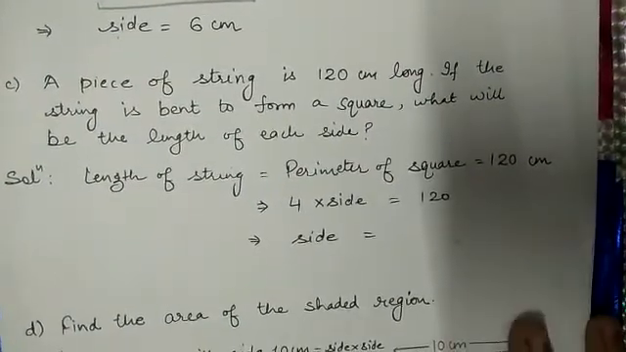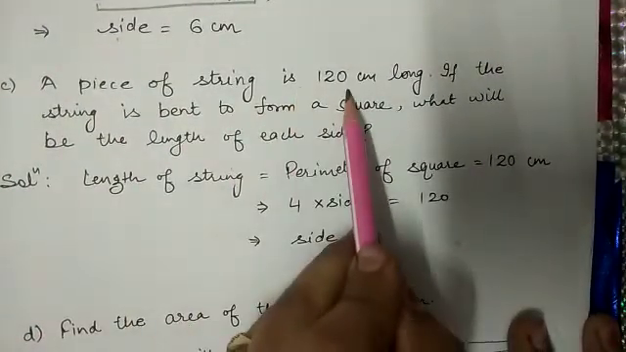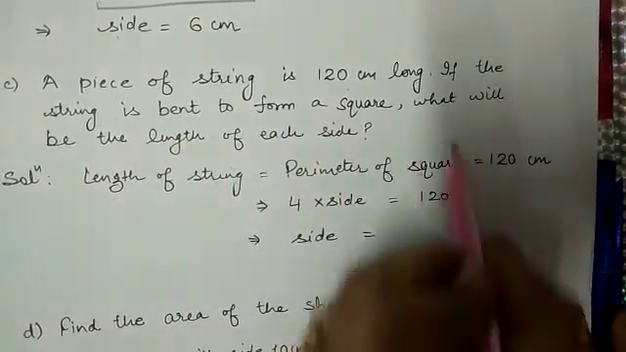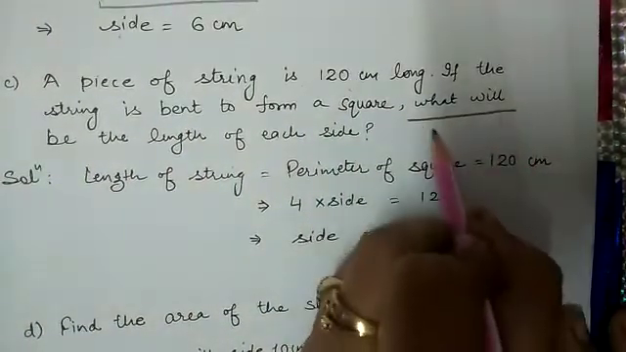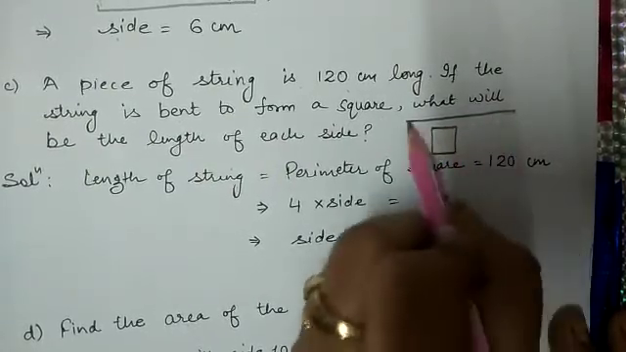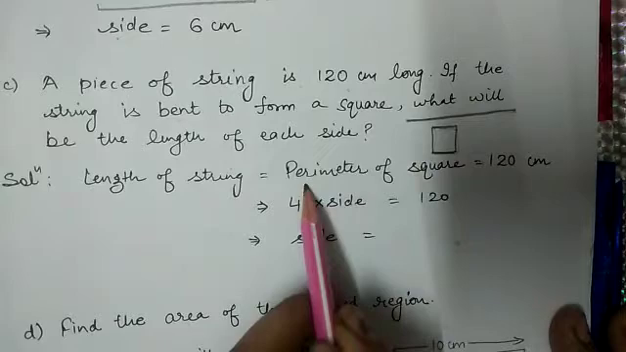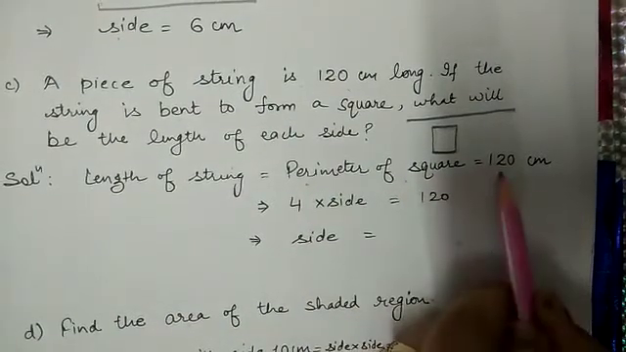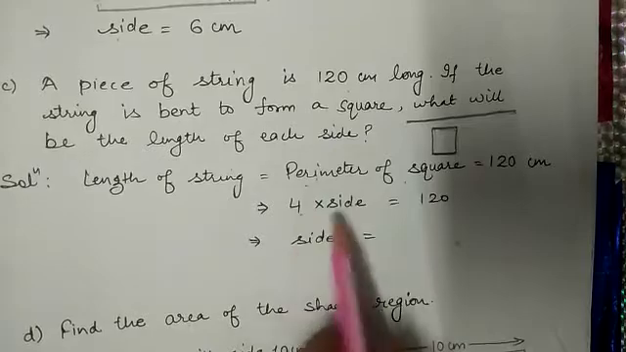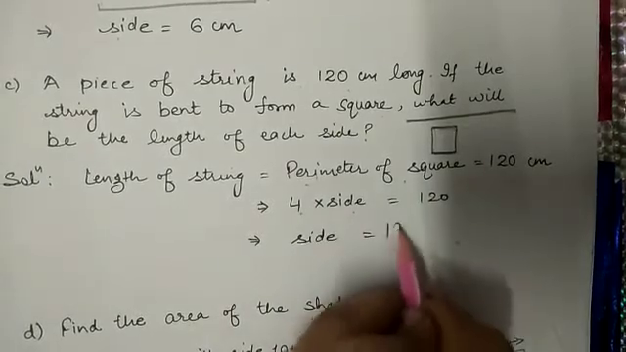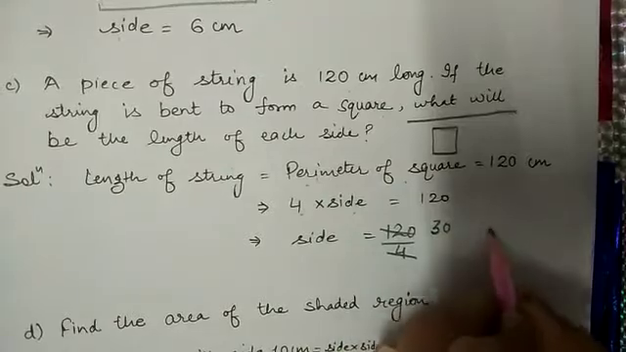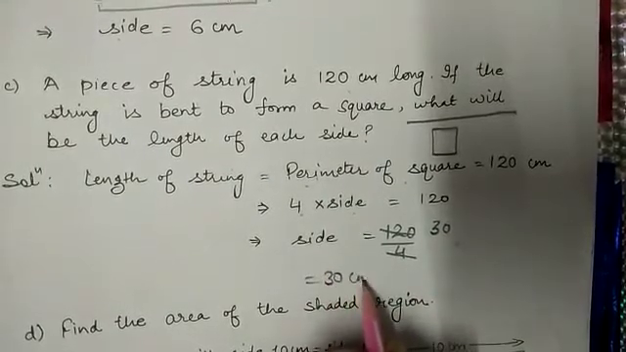Next question, a piece of string is 120 centimeter long. If the string is bent to form a square, it means the length of the string will be equal to the perimeter of the square, that is equal to 120 centimeter. Perimeter we know is 4 into side. From this we can get the value of side, 120 by 4, that is equal to 30 centimeters.